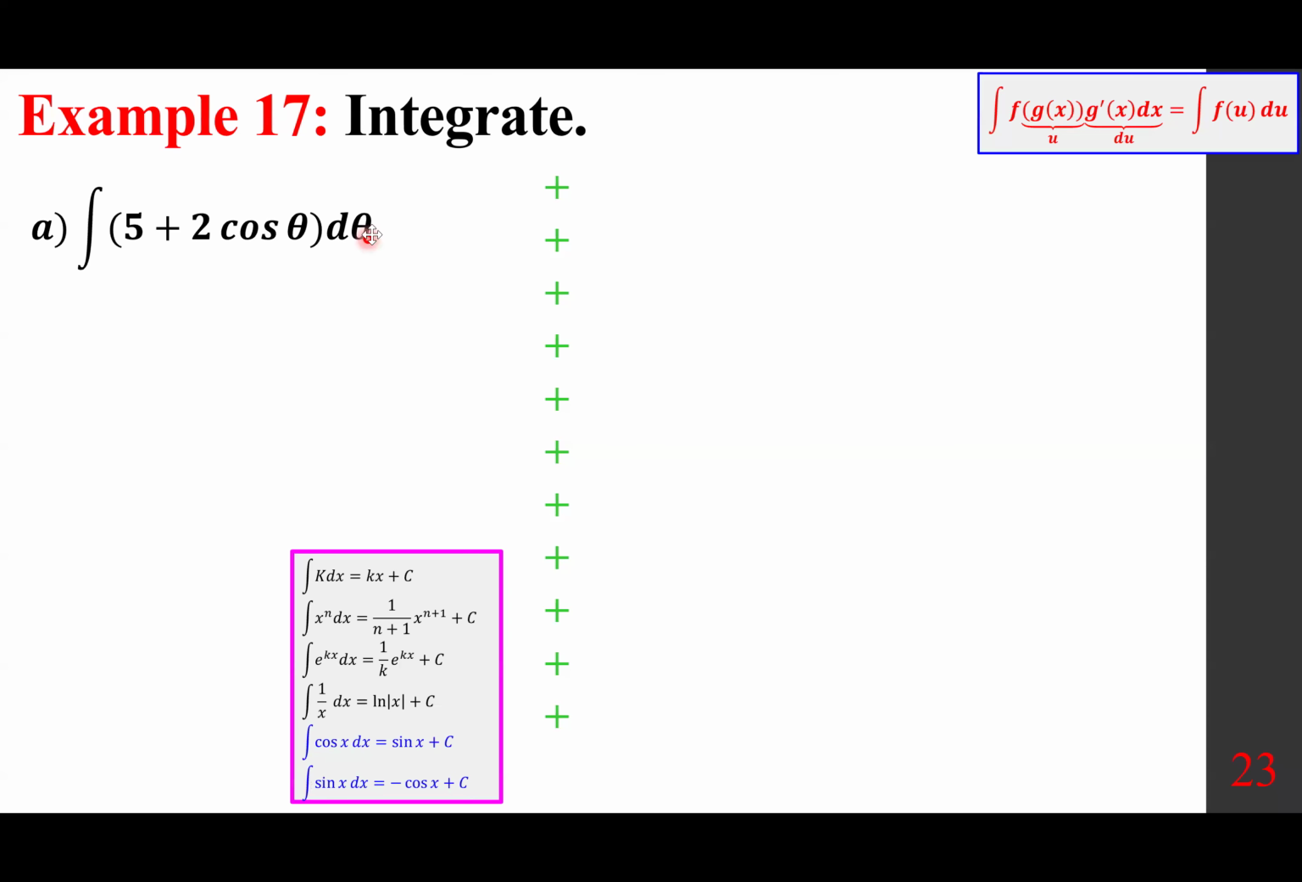Notice I want to take the integration here, and the theta says theta is the independent variable. So 5 gives you 5 theta. Cosine gives you sine, so plus 2 sine theta and a constant.